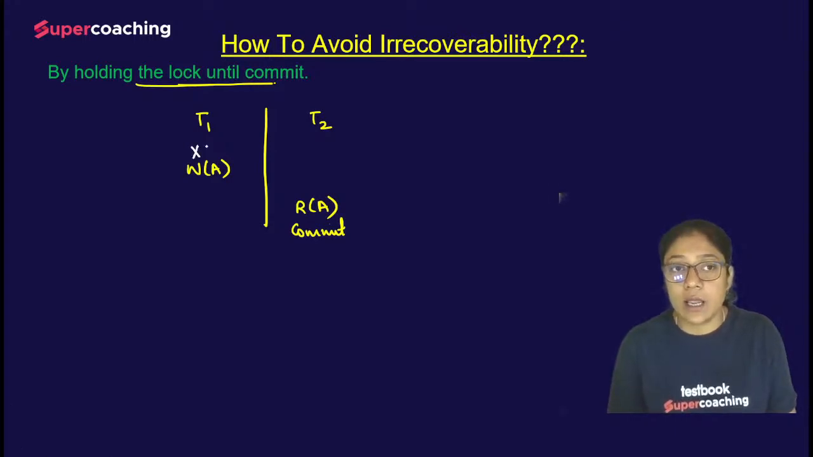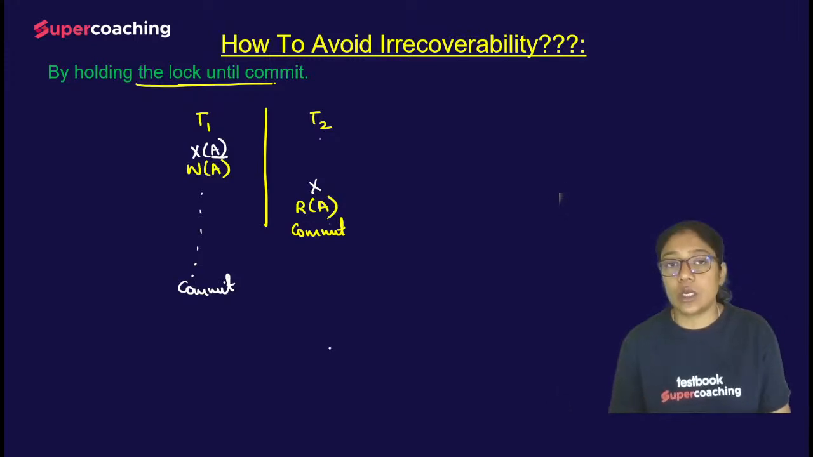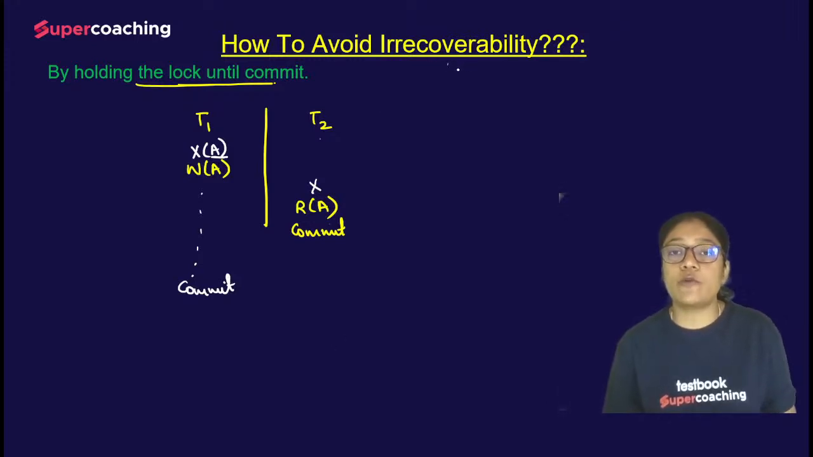So how will we avoid irrecoverability here? This transaction is having the exclusive lock, so this lock will be on hold until it gets committed. Until the commit happens, keep holding it, and until data item A is unlocked, the second transaction cannot start with the execution. So this is the concept of avoiding the irrecoverability, that is by holding the lock until the commit.